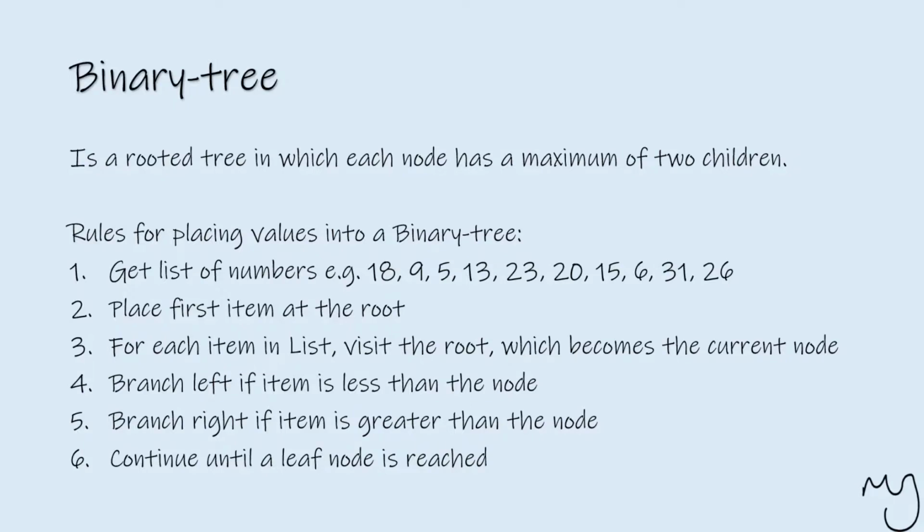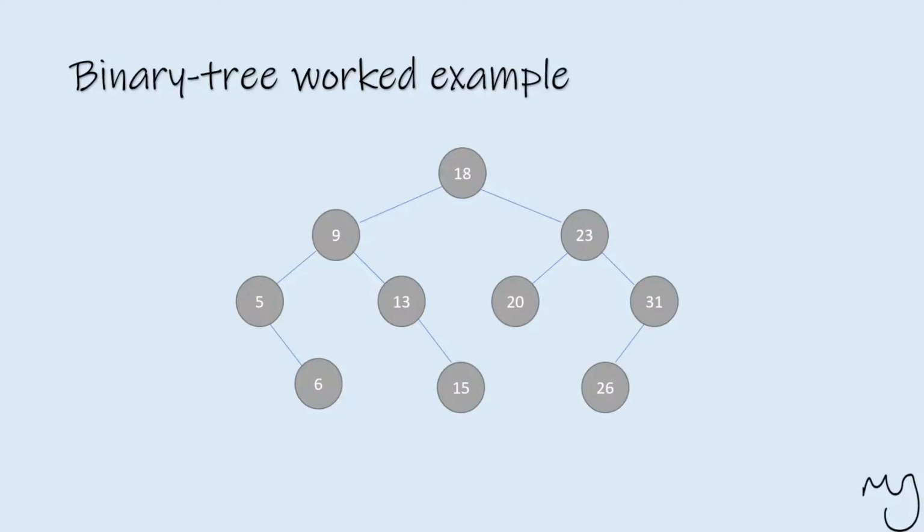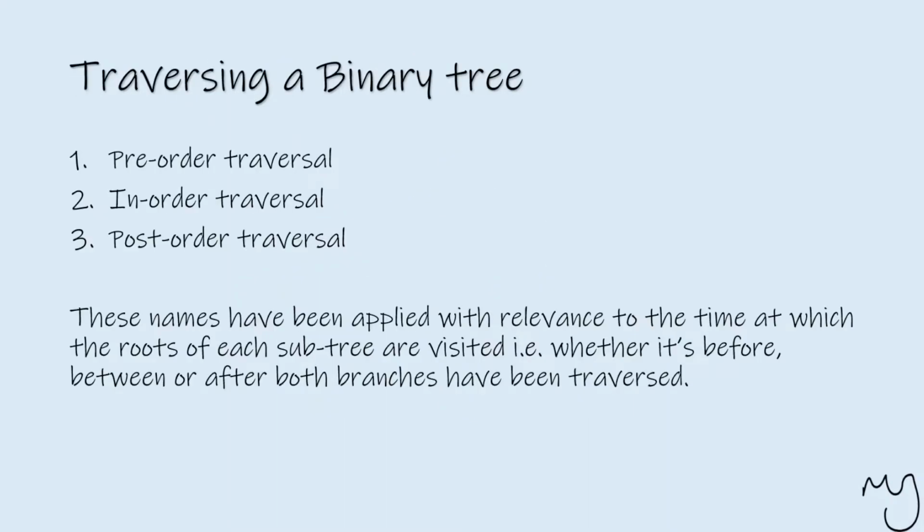And the first thing you need to do is place the first item at the root of the tree. For each item in the list, then visit the root, which becomes the current node. Branch left if the item is less than the node, branch right if the item is greater than the node, and continue until a leaf node is reached. Now, on the next slide, what you're going to see is the implementation of this. And that is what you should get if you follow those steps carefully. That is the completed placing of the values inside of a binary tree in accordance with those steps.